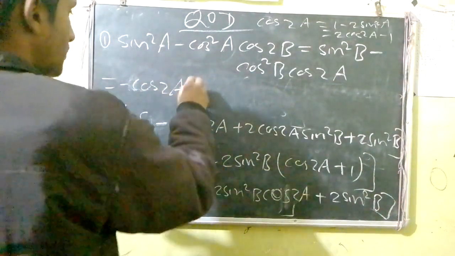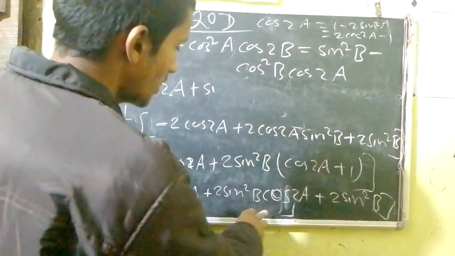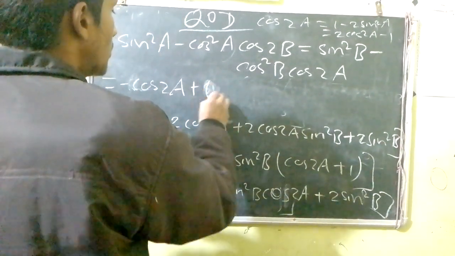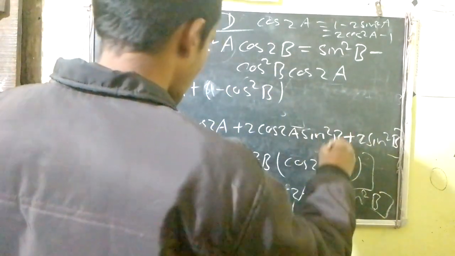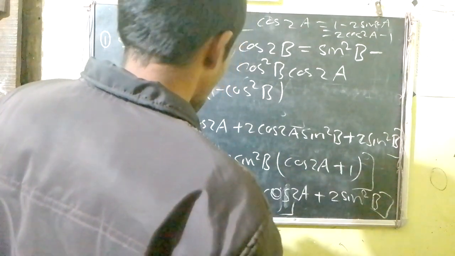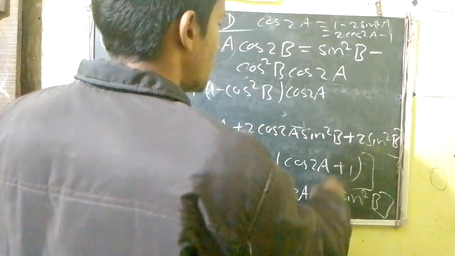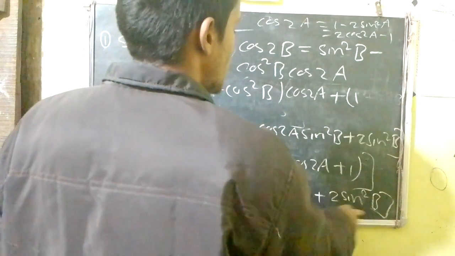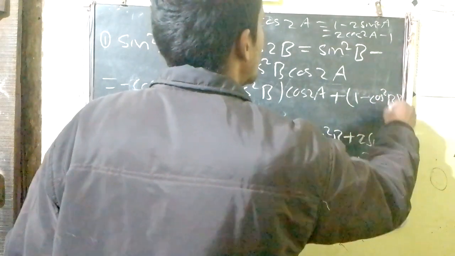Then plus sine. We want to change sine square b into 1 minus cosine square b, and then times cosine 2a. Then again the 2 disappears, and I want to change sine square b into 1 minus cosine square b again. Why do I want to do that?